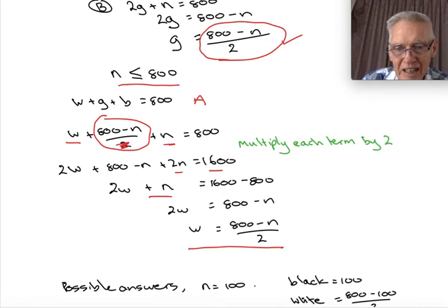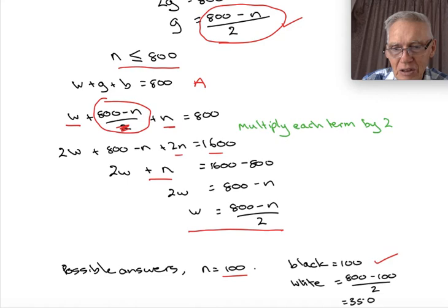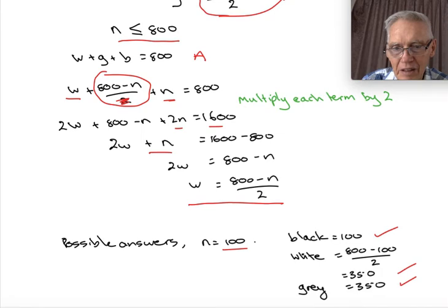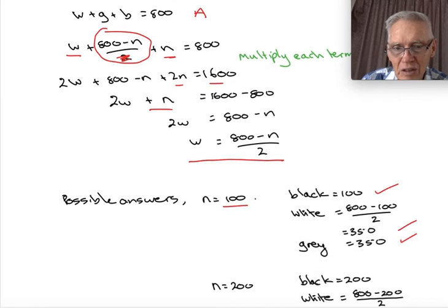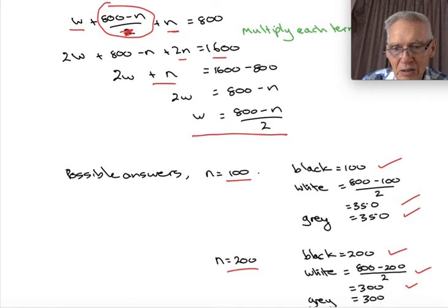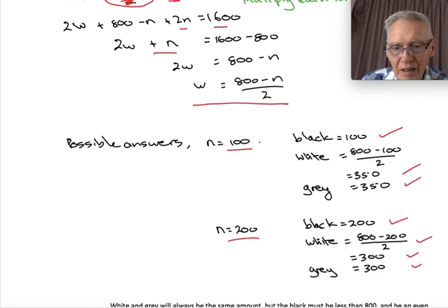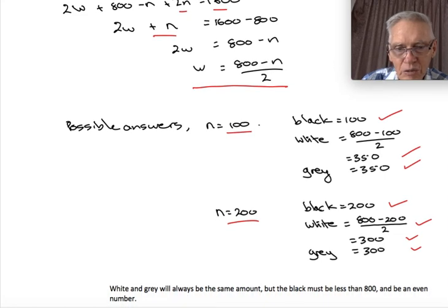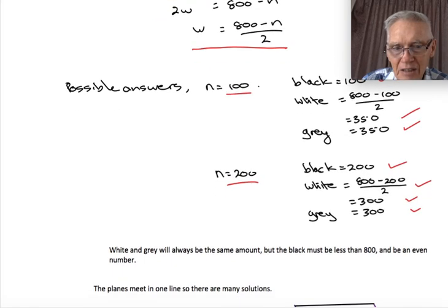So possible answers. Let N equal 100. So you've got 100 black. Well, how many white and grey would you need? You need 350 white, and grey 350. These are possible answers. And again, do it if N is 200. Well, you can choose any other number. So you need 200 black, and for the number of white, you would need 300 and grey 300. So there are at least two solutions. You can do a third. Here's a general one. White and grey will always be the same amount, but the black must be less than 800 and must be an even number.